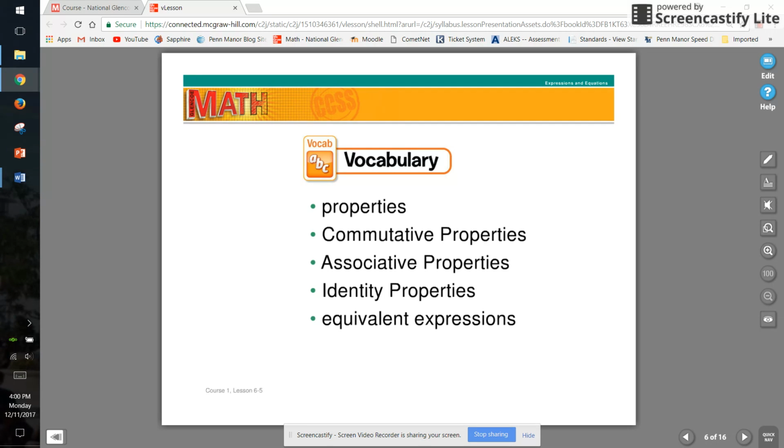Today, we talked about properties, and properties are kind of rules or laws that govern our algebraic understanding and also help us with doing some shortcuts and that sort of thing. We're going to be talking about today commutative properties, which is a review. Talked about that before. Associative property and identity property. Cut to the chase.